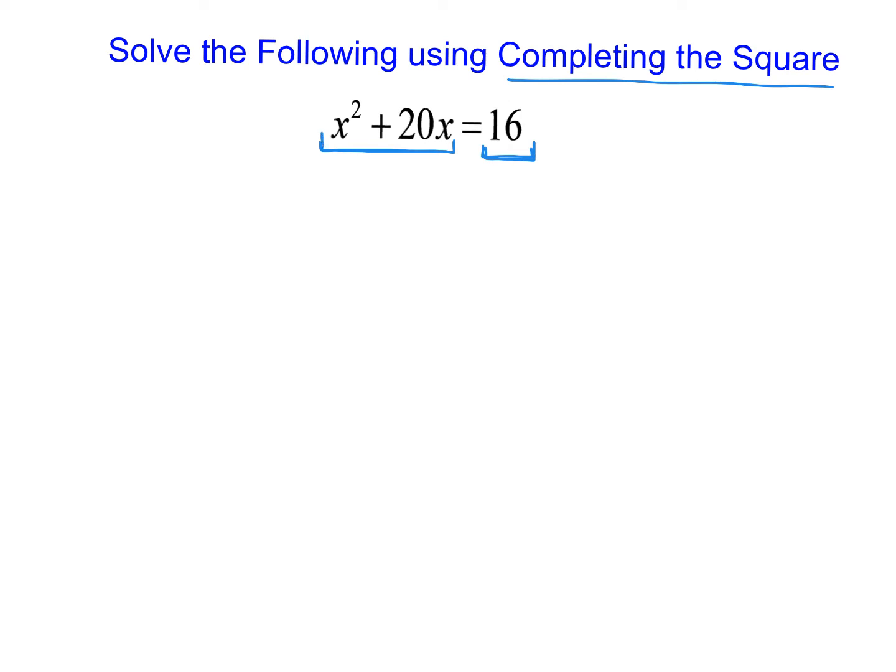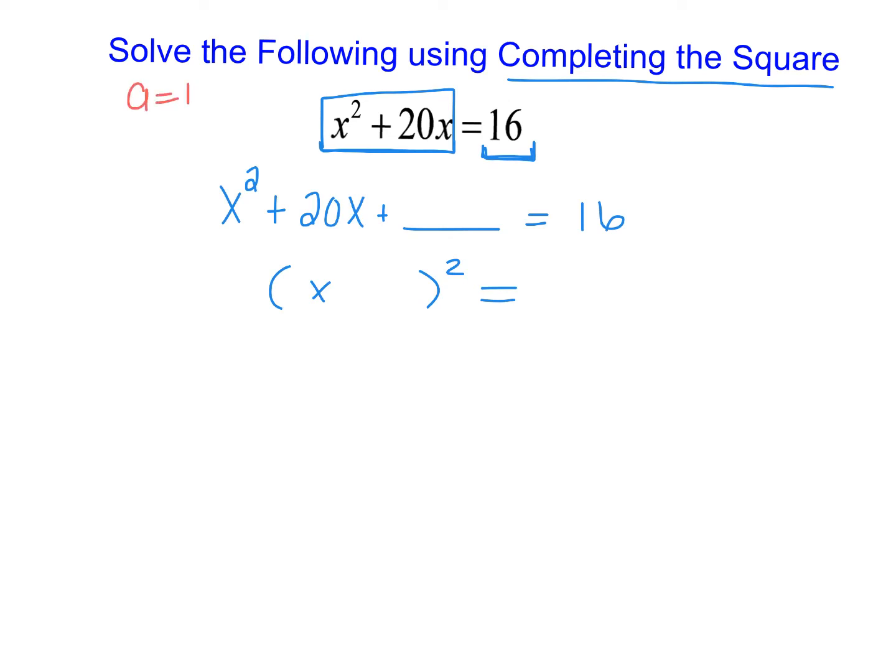Because what we're going to do is really focus in on this piece right here, and we're going to try to figure out what we need to add to x² + 20x in order to turn that into some sort of perfect square trinomial. So our goal is to end up with x plus or minus some number quantity squared on the left-hand side. So if I think about this, I need to figure out what I'm going to add there. And again, I'm going to think back to my properties.